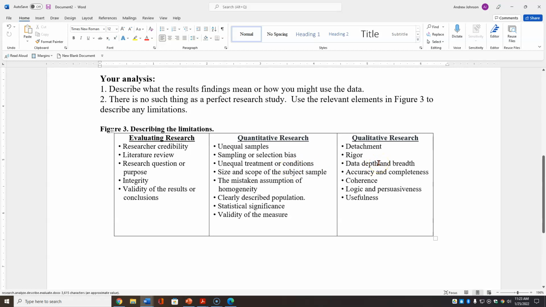Rigor. Did they collect enough data? Is it collected such that it is complex enough to address the question? Data depth and breadth. Did you collect a wide variety of data? We usually want to have a minimum of 2 data sources, not simply one. Not just field notes, but field notes and something else, or field notes over time. Depth and breadth. Accuracy and completeness. Did you make a case for I'm describing it accurately, or the interviews accurately address this, and is it complete? Is it coherent? Does it make sense? Is it logical and persuasive, and is it useful?